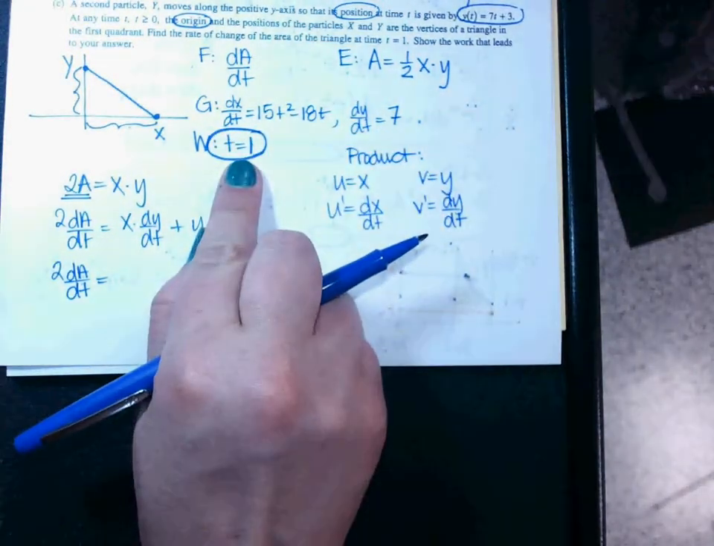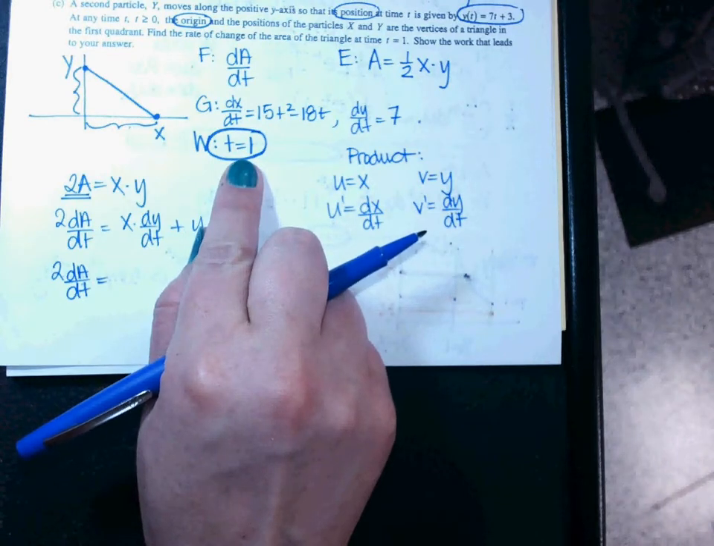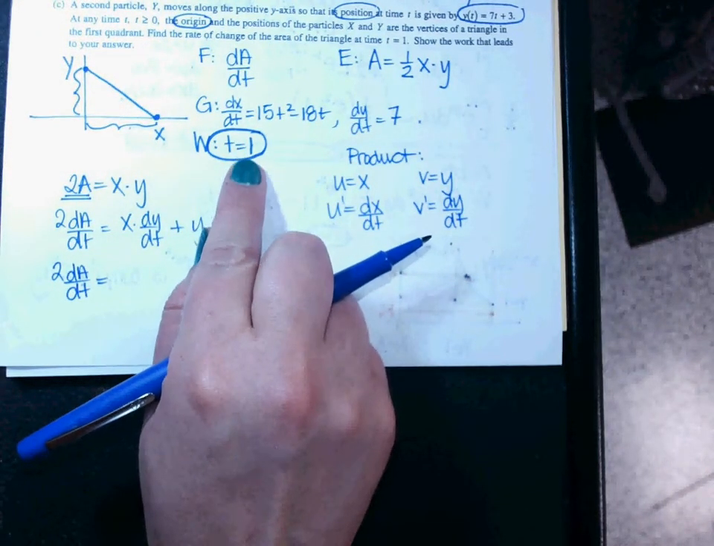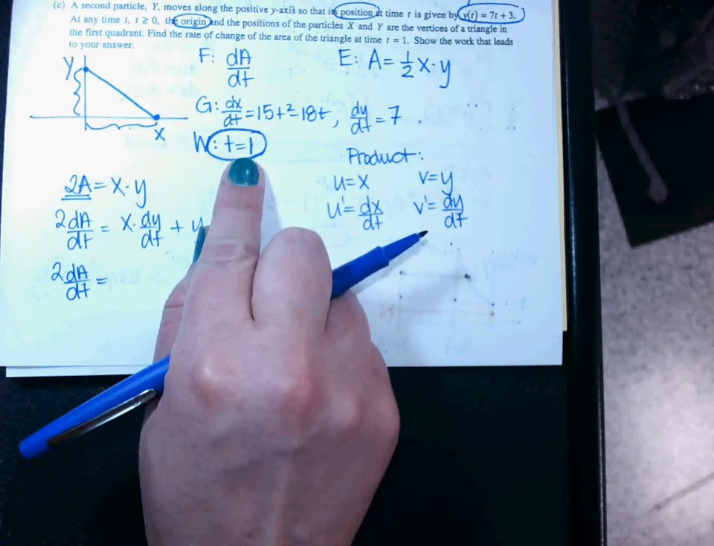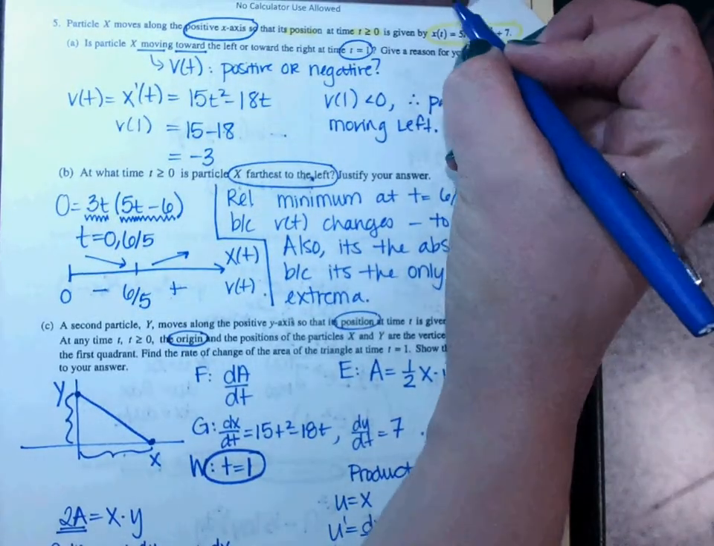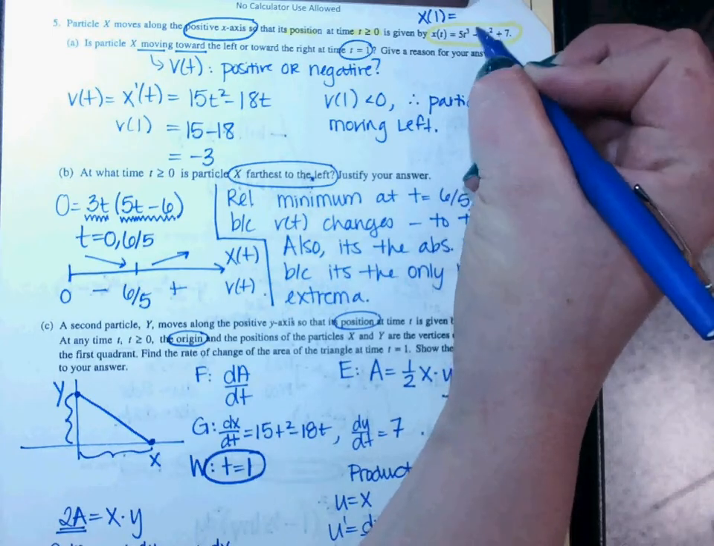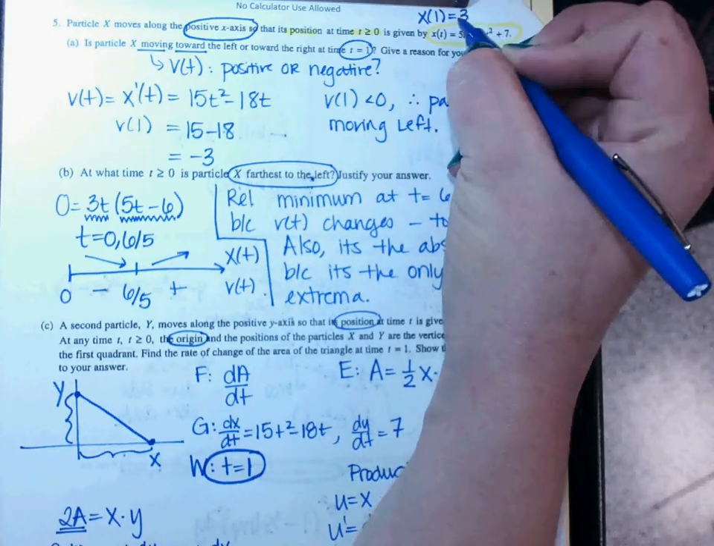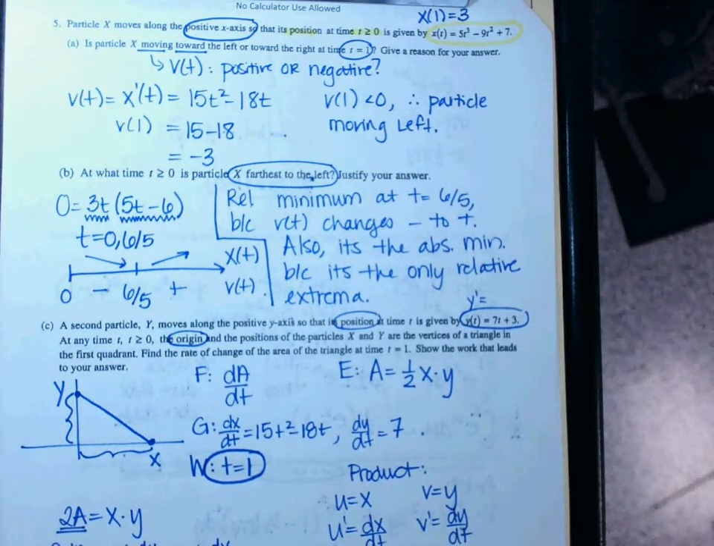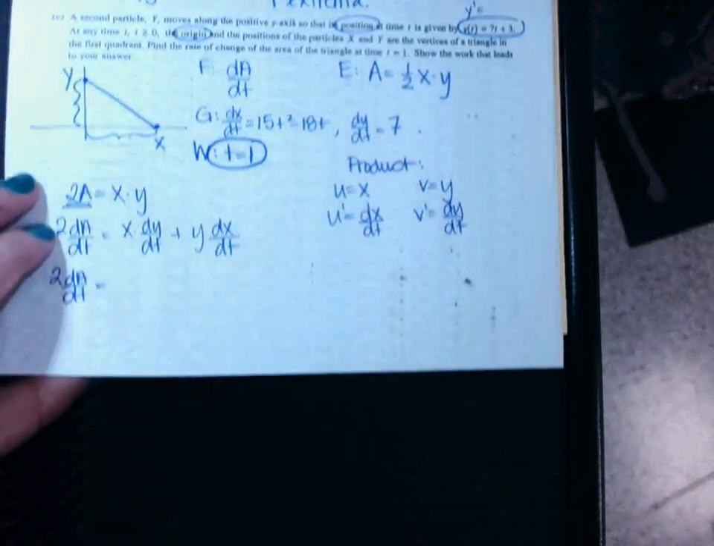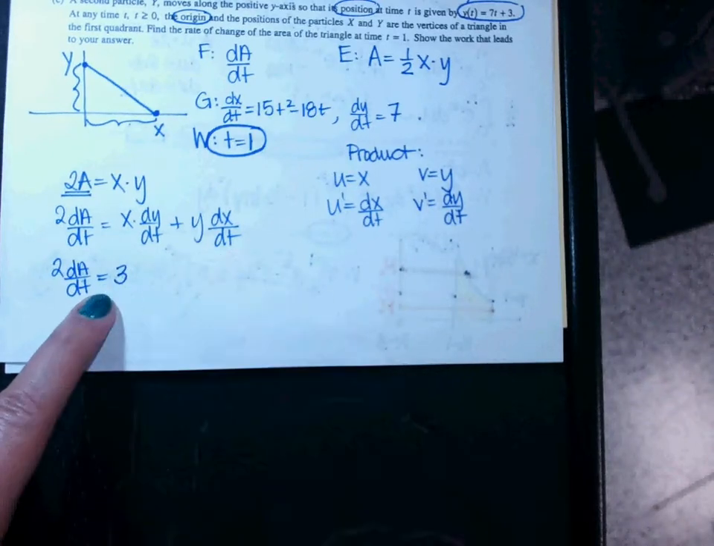Time is 1. And didn't we find that earlier? What did we get? Let's go back and see. So we're plugging in 1. What is it? 3. So we'd plug in 1 right here. 5 minus 9 is -4, plus 7 is 3. So my x, which is the position of particle x, is 3. We got that by plugging in. What's my dy/dt?